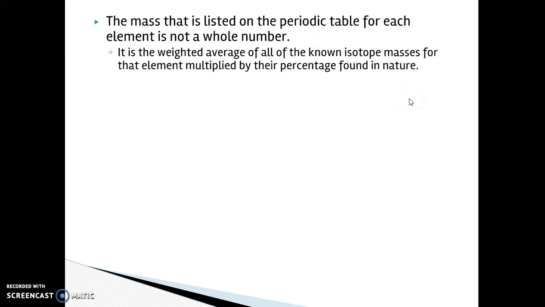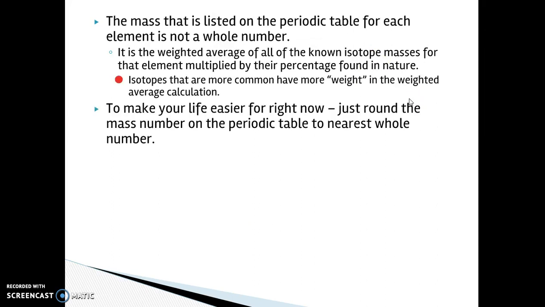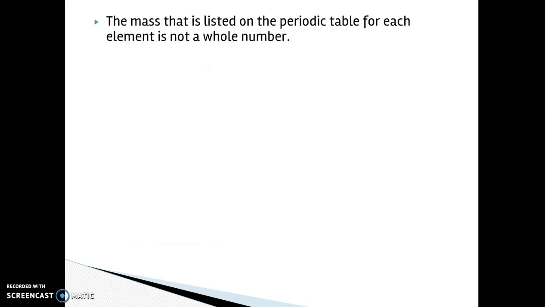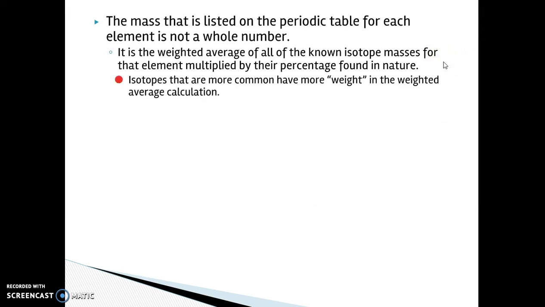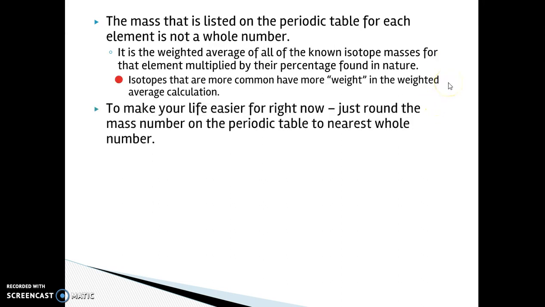So the mass that's listed on the periodic table for each element is actually not a whole number. The mass that's listed on the periodic table is the weighted average of all the known isotope masses for that element multiplied by their percentage found in nature. We will go through and figure these weighted averages, so don't necessarily worry about that right now. I just want you to see that it is not a whole number, and that's because it's the weighted average for all the isotopes that are possible, not just one isotope. Isotopes that are more common are going to have more weight in that calculation.